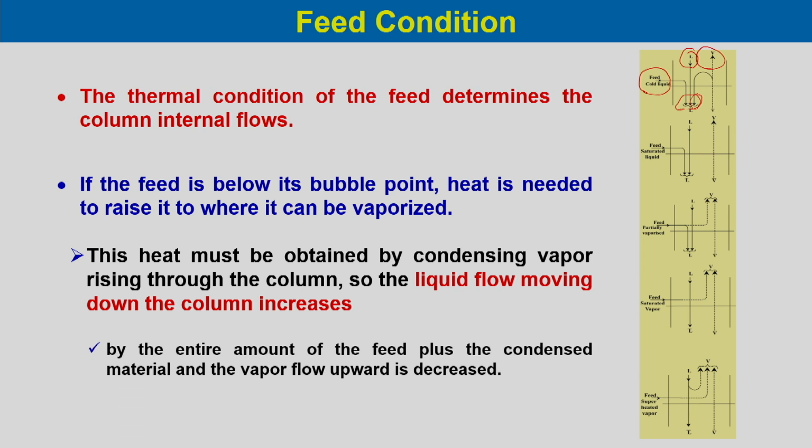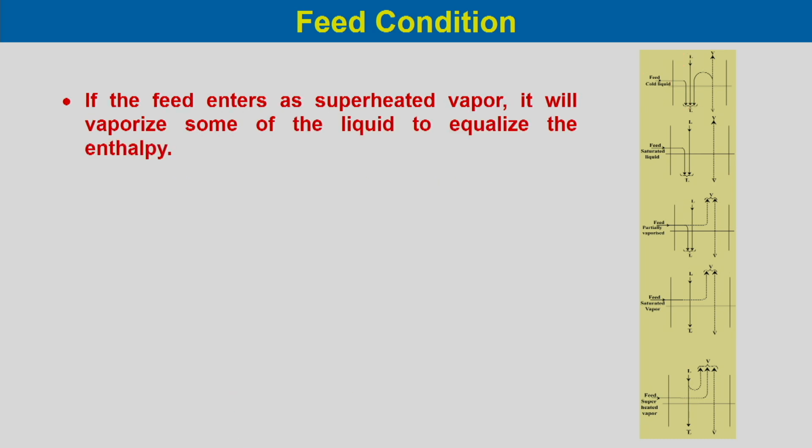So, how much will it increase? By the entire amount of liquid feed given over here, plus the material condensed from the vapor, and the vapor flow upward is decreased. Now, let us consider the second case. If the feed enters as superheated vapor, that is, above its dew point, it will vaporize some of the liquid to equalize the enthalpy, which is shown over here, the superheated vapor.